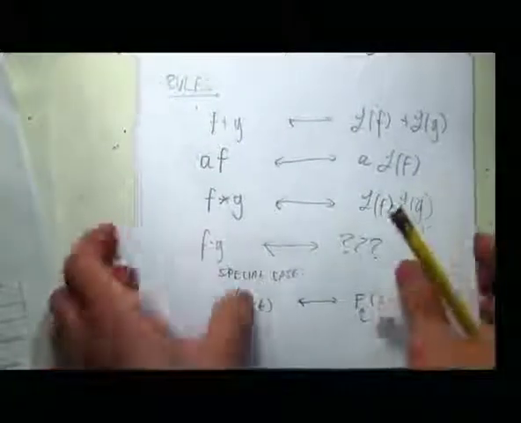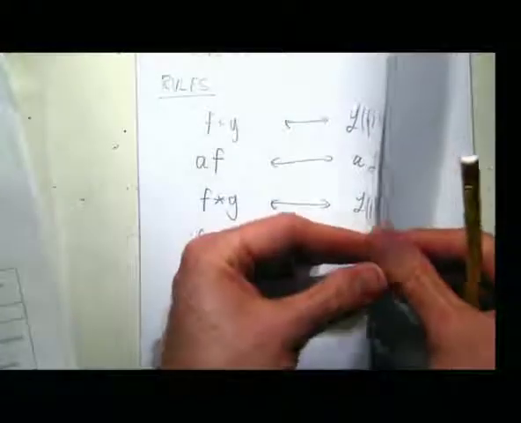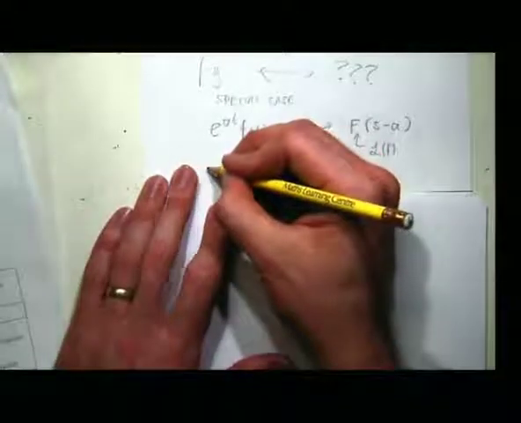Okay, what's the next? So the other shifting theorem is what happens when you multiply it by a step. I reckon I can fit these all on the same piece of paper.